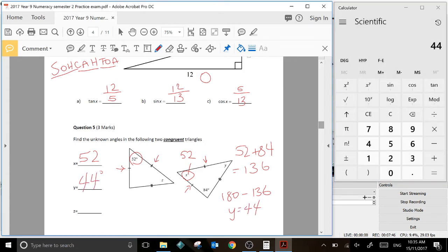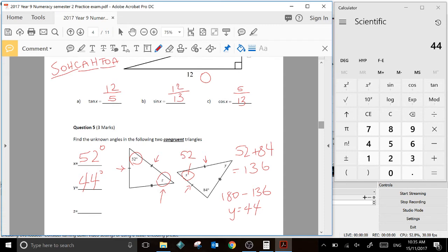Oh, I forgot my degrees. Well, make sure you put that in there. Right, that just leaves now this Z angle there. Now, the way to work out that Z angle is to consider that for the other triangle, we now have all three angles. So we just have to work out which one that Z angle corresponds to.